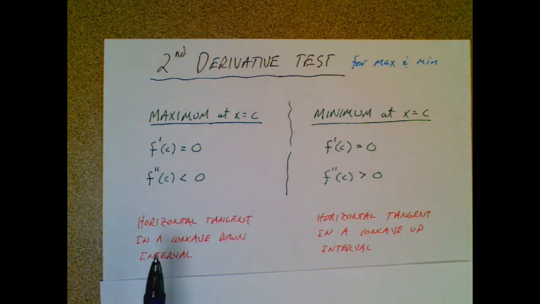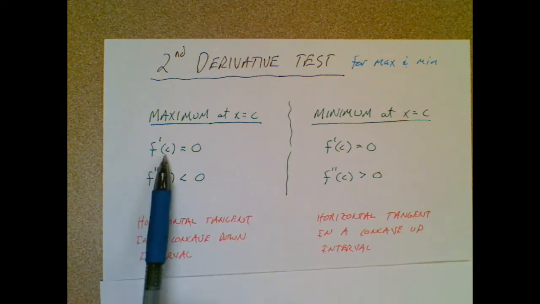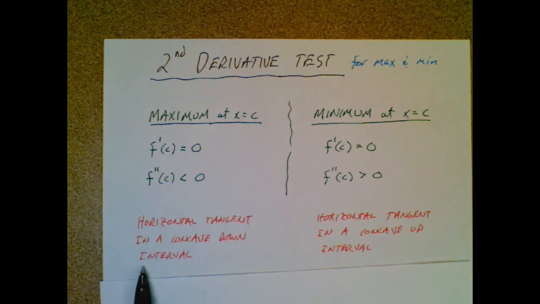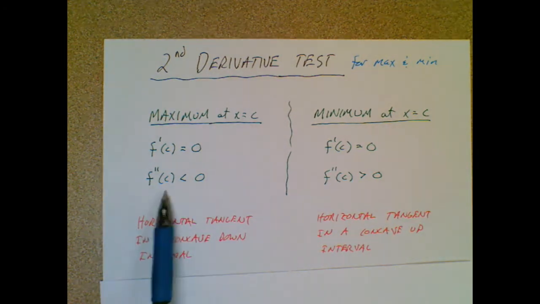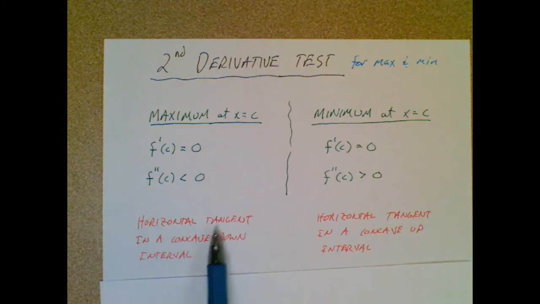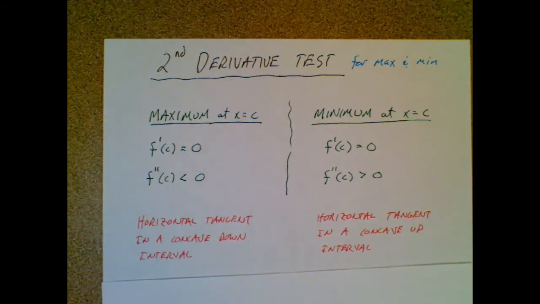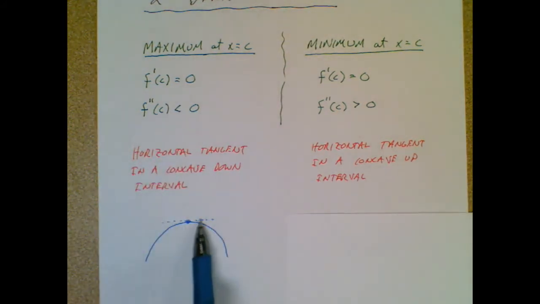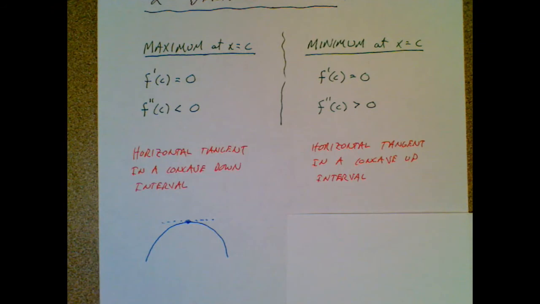Basically what it's saying is, if I have a horizontal tangent, because when my first derivative is 0, I have a horizontal tangent, and that horizontal tangent occurs during a concave down interval. When my second derivative is negative, I have a concave down. Well, a horizontal tangent in a concave down interval should give me a maximum. And if you look at the sketch, I drew a concave down interval, and it included a horizontal tangent, and your eyeballs tell you that's a maximum. So the second derivative test is just a different way to say there's a maximum there.